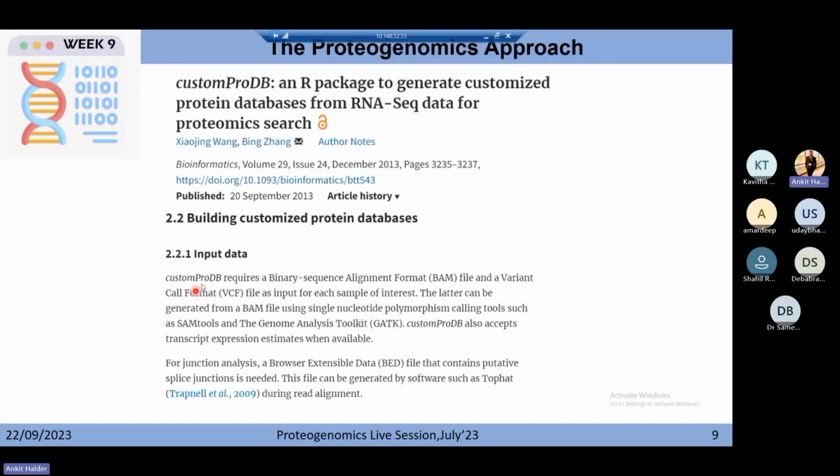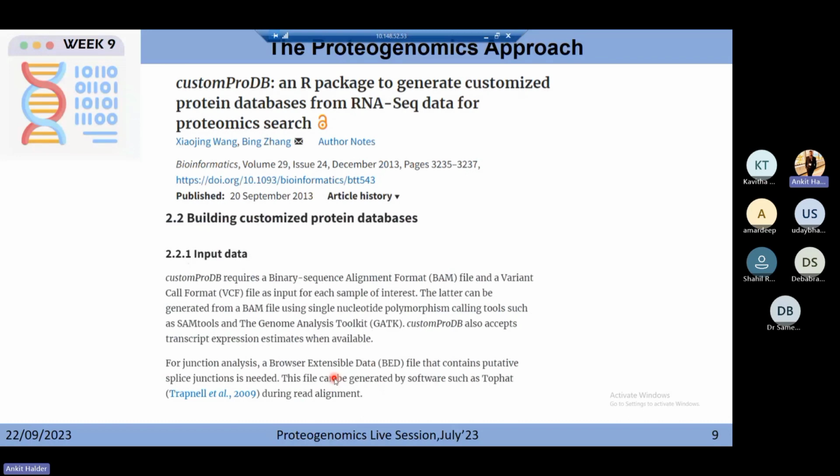Here you can see that the customProDB requires your binary sequence alignment format, the BAM. BAM cannot be visualized. If you want to visualize your alignment, you need to convert it into the sequence alignment map, the SAM files, or the BED format, that is the browser extensible data format. Then only can you visualize. And where can you visualize? There is a very popular tool, the Integrative Genomics Viewer, which we will again explore today.